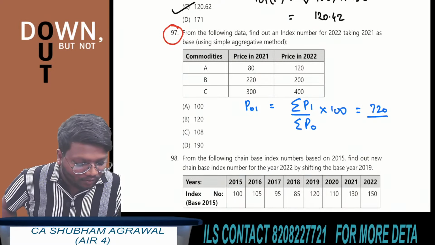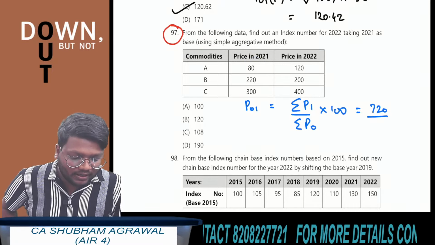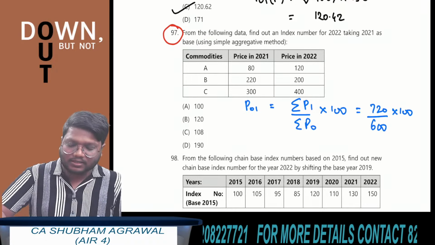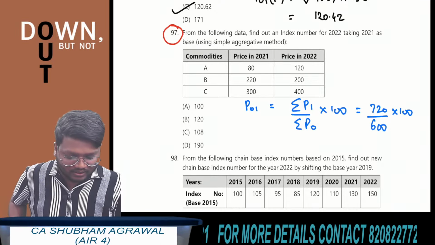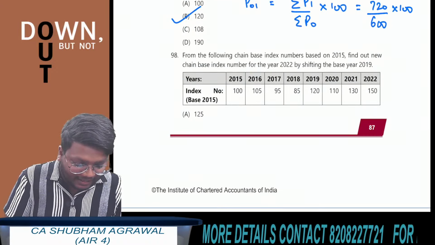720 divided by, what is the summation of P0? You have to add now all these figures. 80 plus 220 plus 300 is what? 600. 720 divided by 600 multiplied by 100. What is the answer? The final answer is 120. Option B.